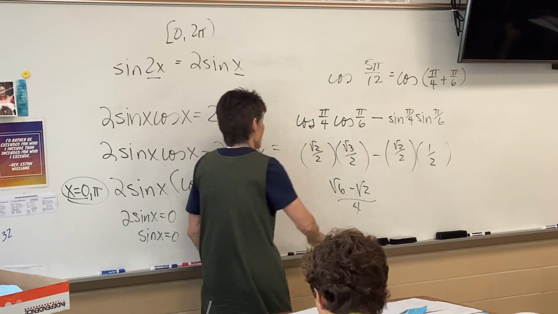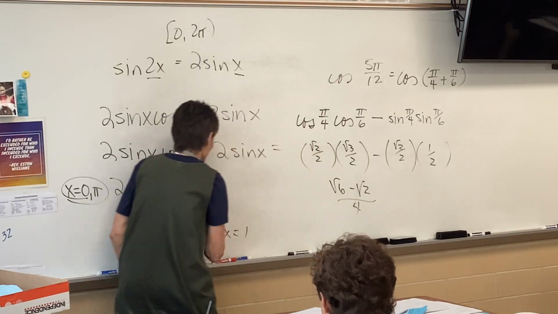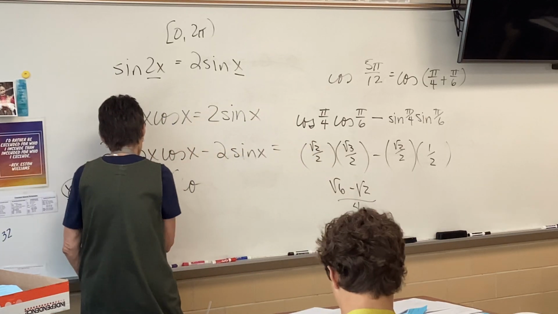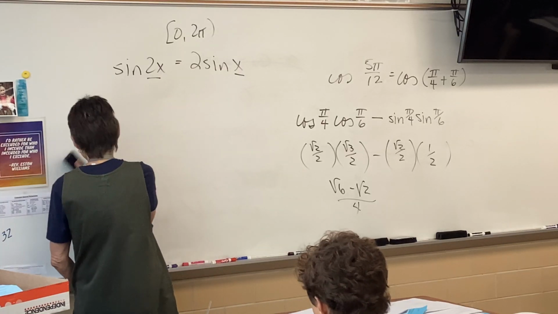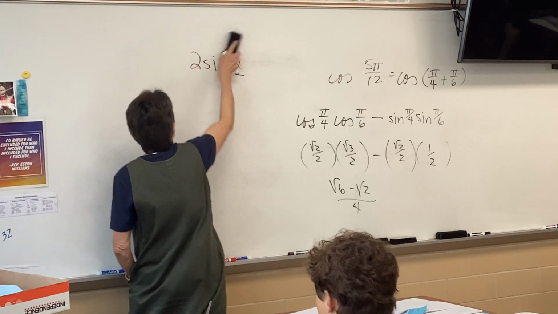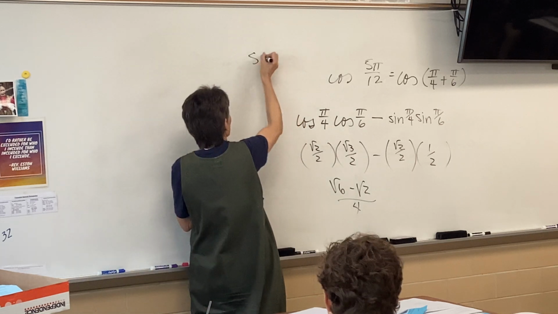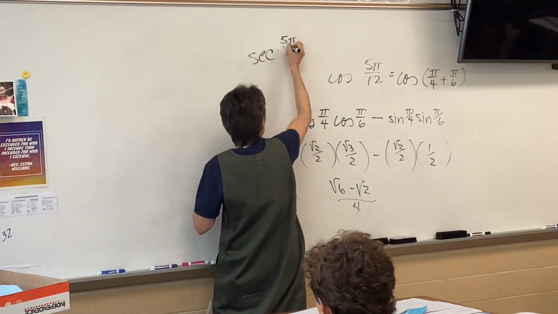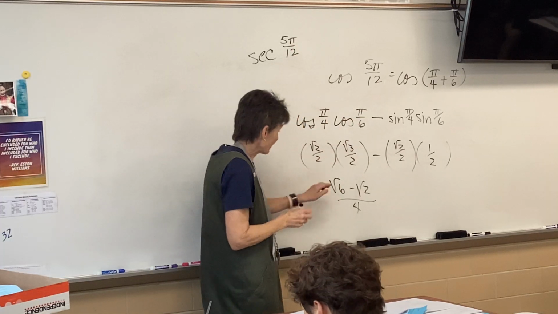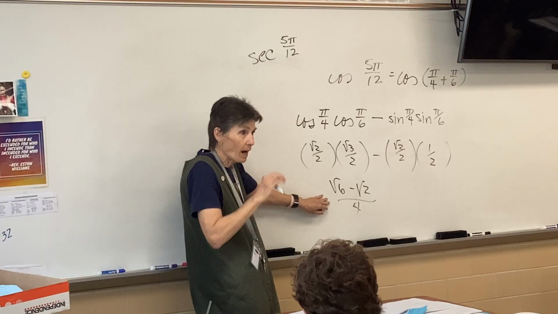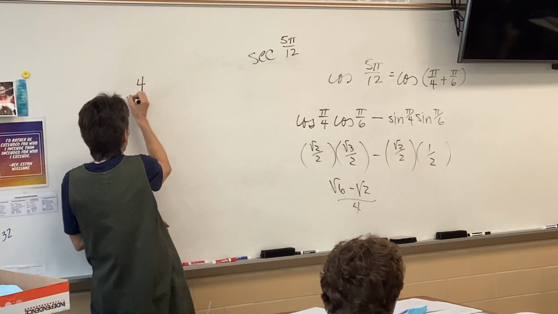Quick comment, in the homework, I forgot what section that was, one of the problems was like, find a secant or cosecant, and you did exactly what I told you to do. Like if this problem had been, what's the secant of 5 pi over 12? I would do this exactly, but then when I got down here, I would flip it.